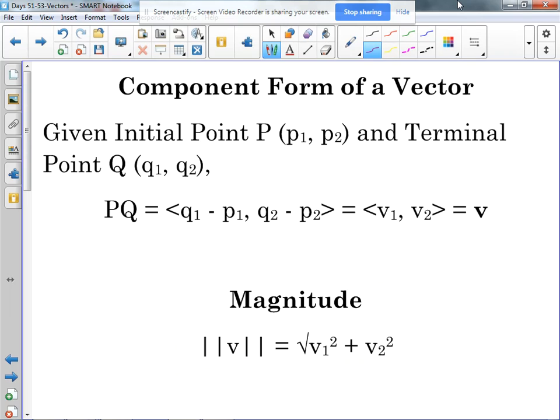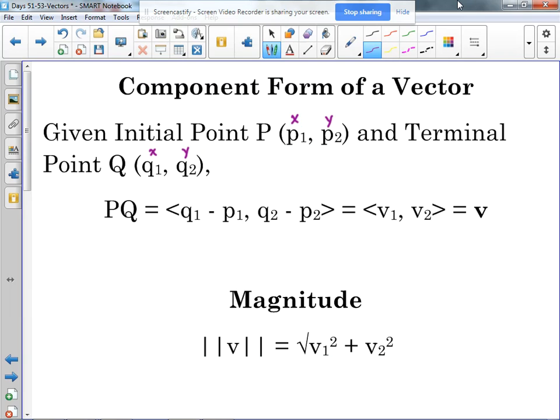All right, so we need to be able to break these vectors down into what we call component form. So if we have the initial point P, we already labeled on our picture there, say that it has the coordinates P sub 1 and P sub 2. Those are representing an X and a Y coordinate, but we just name them with the subscripts. And then we have our terminal point Q, same thing. That is an X and a Y. We just name it with the subscripts when we talk about our vectors here.